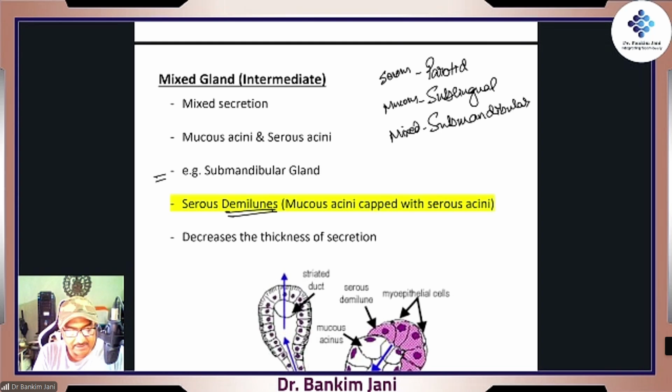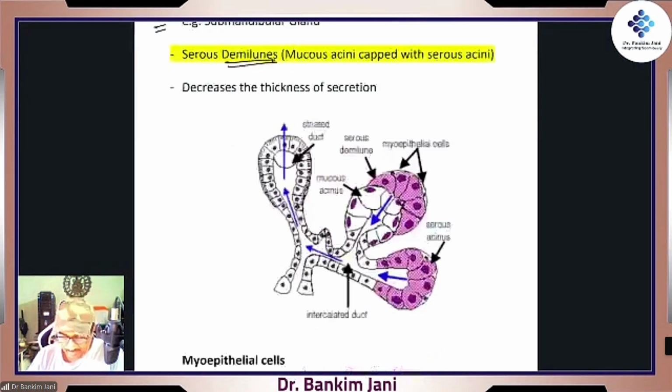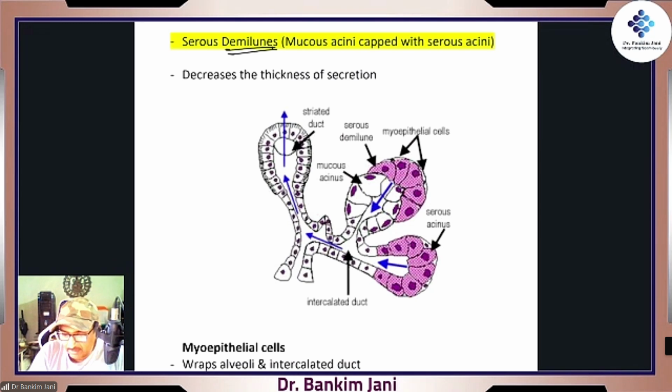You just remember serous demi-lunes. Demi means half. Lunes means these are like mounts. So here, mucus acini are capped with serous acini. What does that mean? First, just draw the mucus and put a cap on top of it. That is the serous, right? So this is the mucus, this is the serous, and this whole thing is called the demi-lunes.